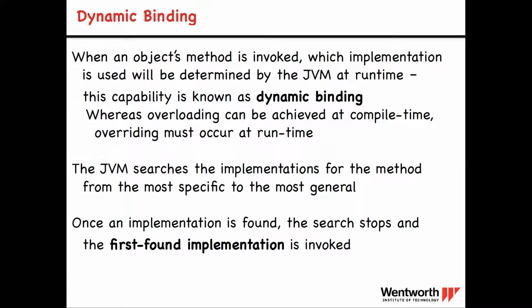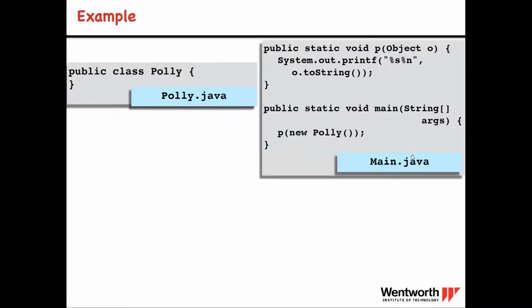What the JVM does when you call an overridden method is that it searches for that method from the most specific to the most general. So it starts further down the inheritance tree and works its way up. Once it finds an implementation, once it finds the method, it stops and runs that first found implementation. So we're going to do a few examples of this because it is going to be important for us.